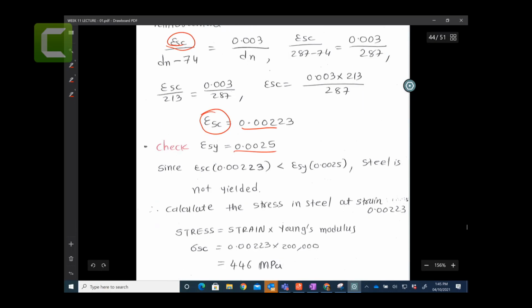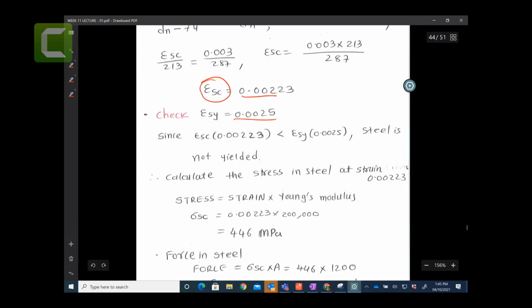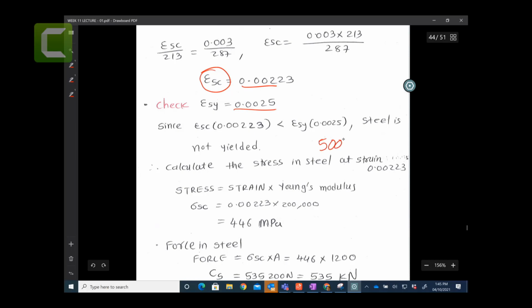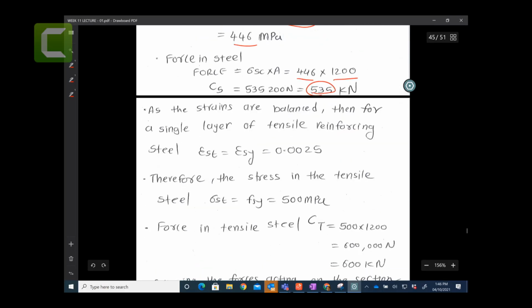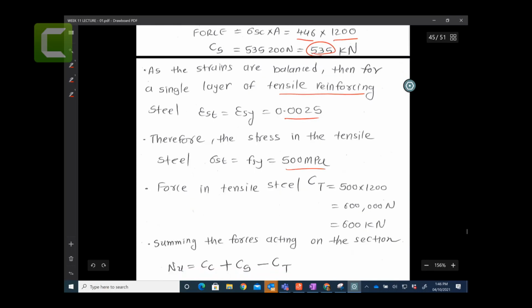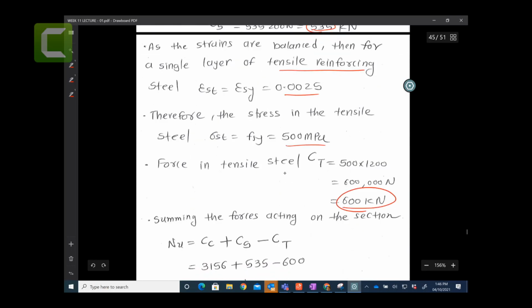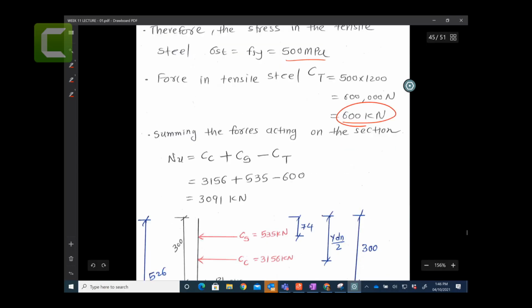If it's not yielded, not an issue, because then we can't just use 500 megapascals. We just need to reduce it based on this strain. So if I know the strain, the stress would be just multiplied by Young's modulus. So I have this stress 446 megapascals instead of 500. So the force in the top steel is stress times area. You have 535 kilonewtons. As I mentioned, the tensile reinforcement is at yield, so you have 500 megapascals. We already know this one, that the bottom reinforcement has this one.